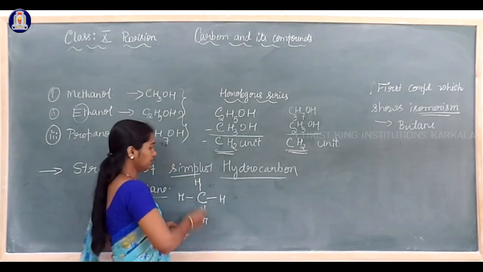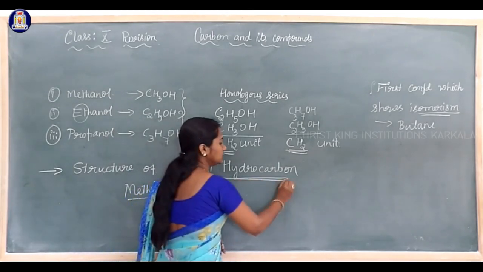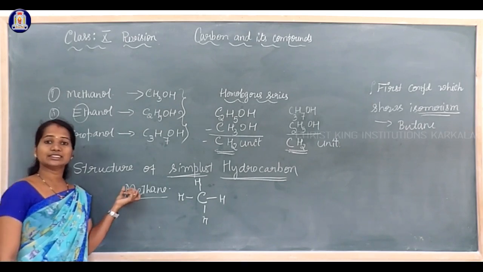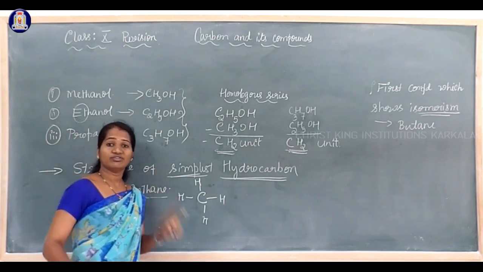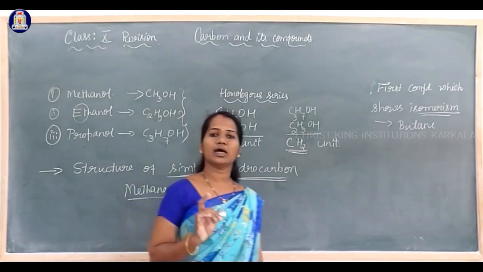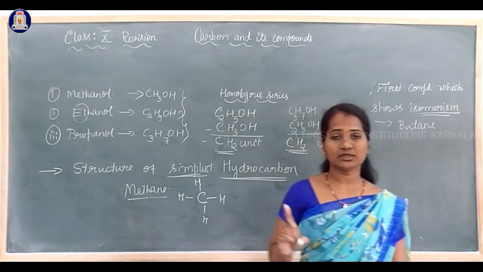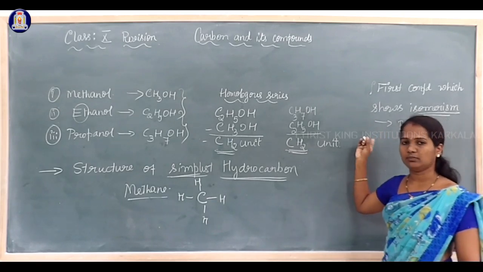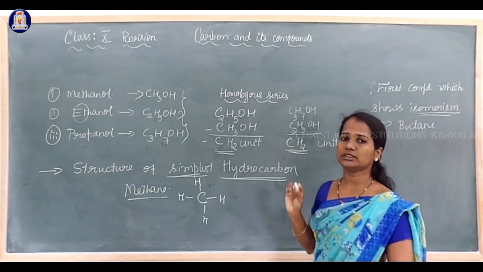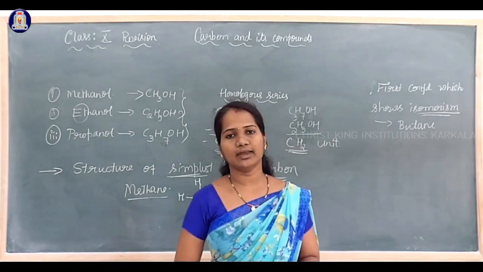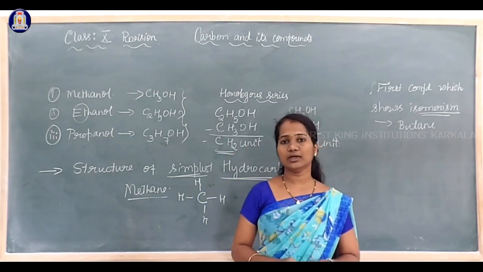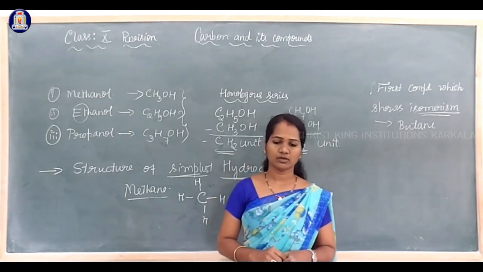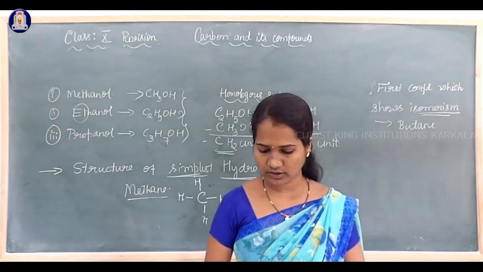But the simplest hydrocarbon is methane. Methane is the simplest hydrocarbon, or the first member of the hydrocarbon family. The first member which shows isomerism is butane. Butane has 2 isomers: n-butane and isobutane. We have seen the structures of n-butane and isobutane. So we will continue with the questions.